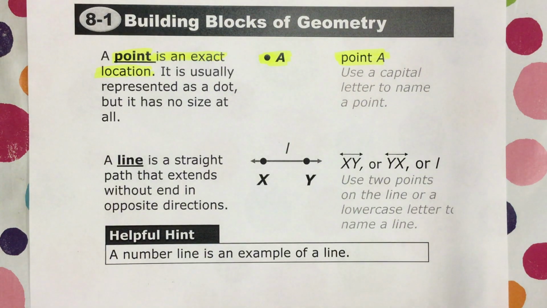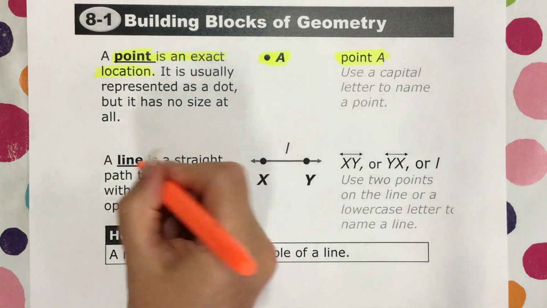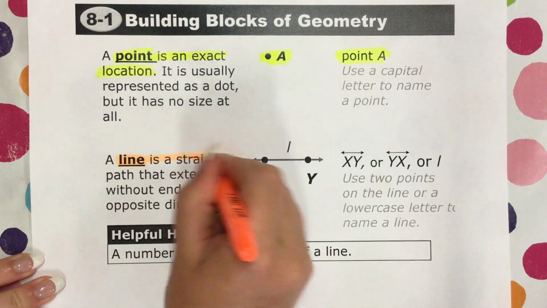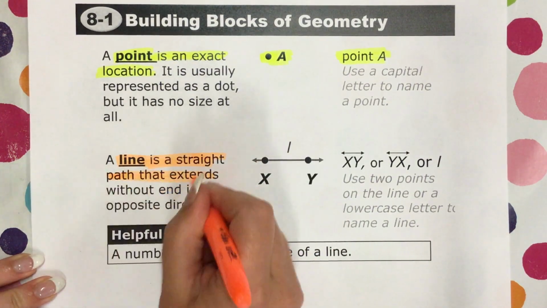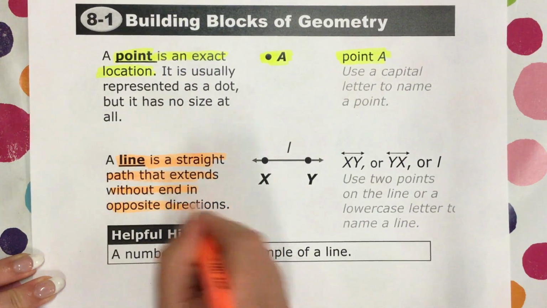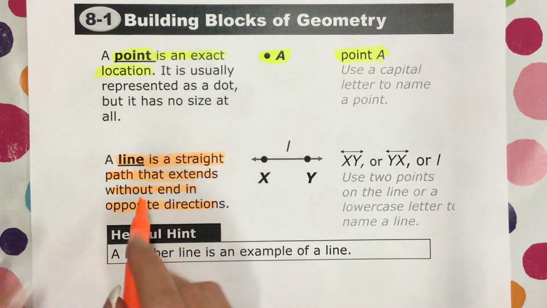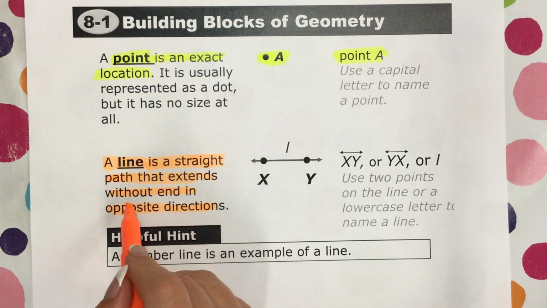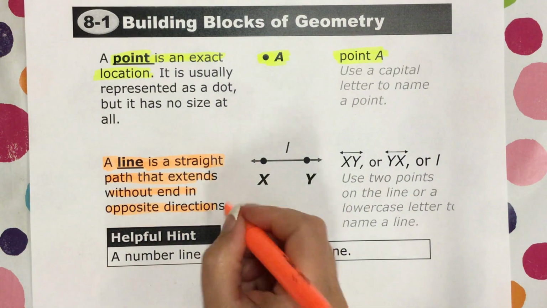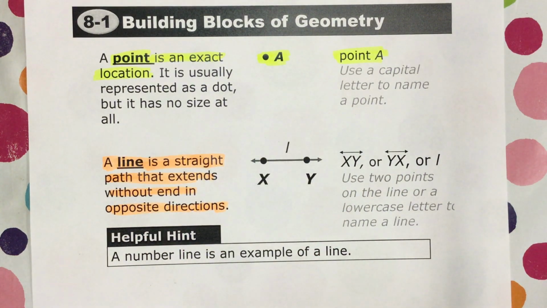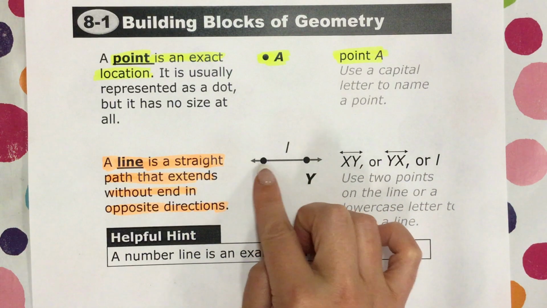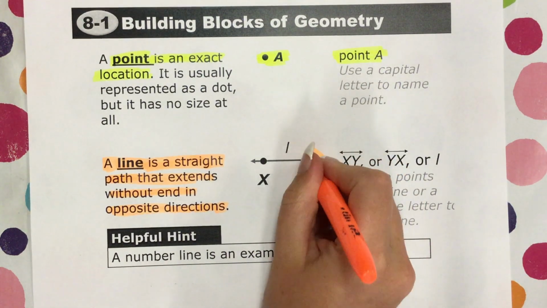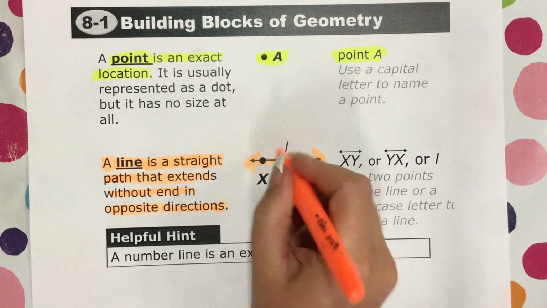The next term that we're going to discuss is a line. A line is a straight path that extends without end in opposite directions. So if you look here, this is a line. It's a straight line. It goes forever and ever this way, and it goes forever and ever that way.